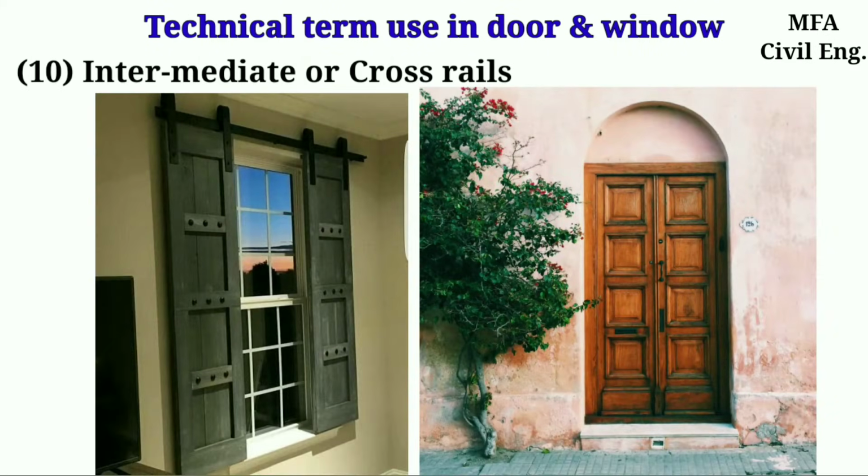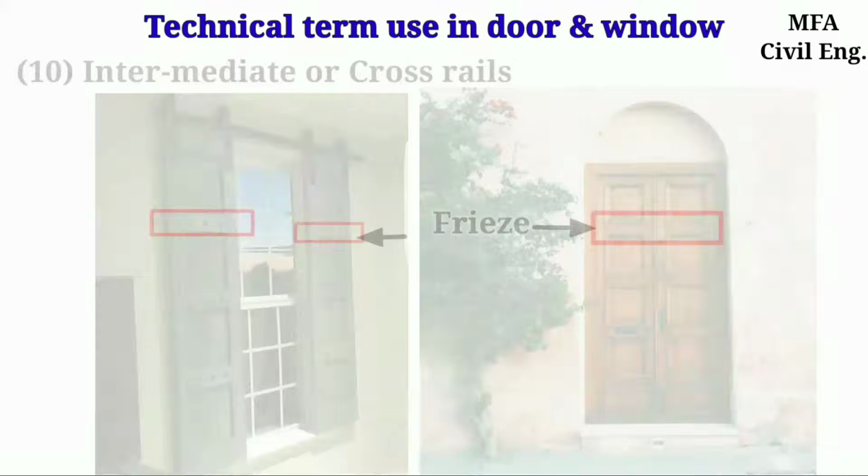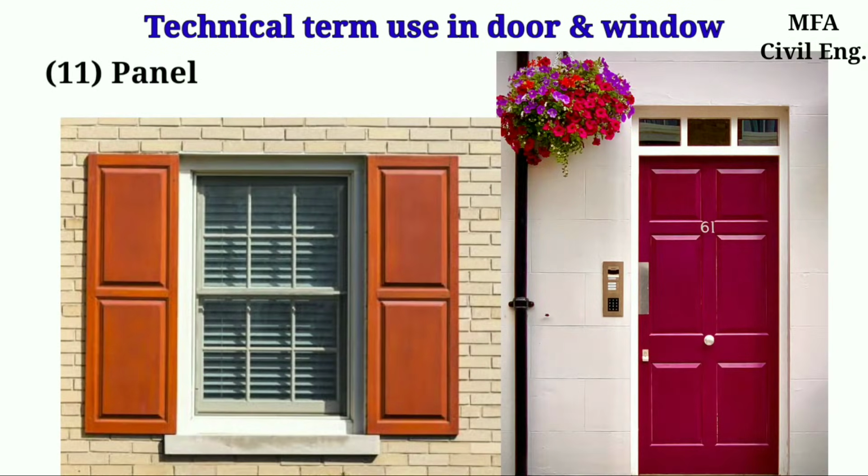Intermediate or cross rails are the additional horizontal rails fixed between the top and the bottom rail of a shutter. A rail fixed between the top rail and the lock rail is called the frieze rail. Panel is the area of a shutter enclosed between adjacent rails.